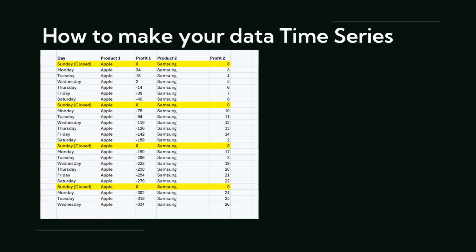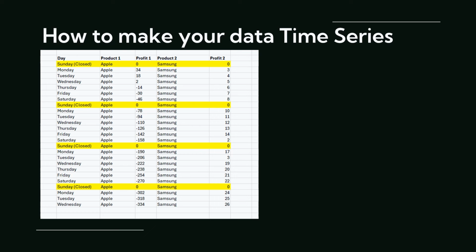Product 2 for Samsung, and likewise the profit 2 indicates profit or loss for that product. If you look at this, perhaps you can turn this into time series modeling or time series forecasting. One thing to note and duly highlighted is Sunday. Sunday looks like the store is closed, this arbitrary company X.